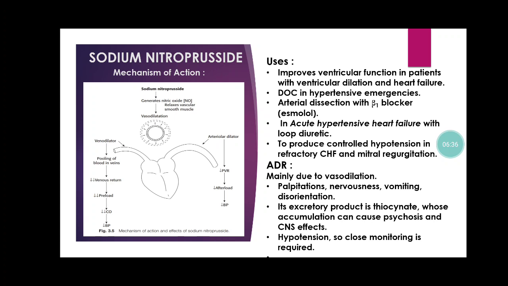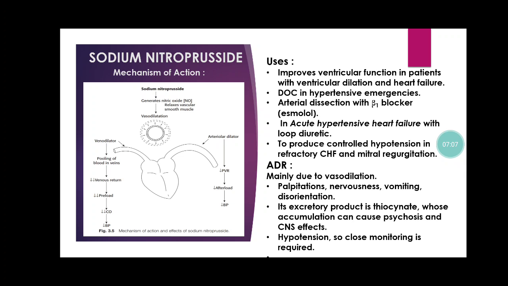Uses of sodium nitroprusside are: it improves ventricular function in patients with ventricular dilation and heart failure. It is a drug of choice in hypertensive emergencies. Sodium nitroprusside is also used in aortic dissection with beta blockers like esmolol. In acute hypertensive heart failure, with a loop diuretic, sodium nitroprusside can produce controlled hypotension in refractory CHF and mitral regurgitation.